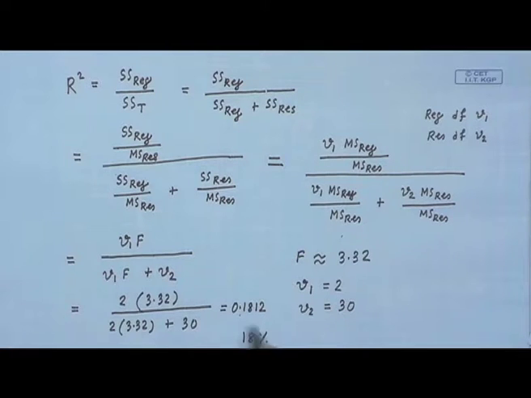So, you can see from this example that R square is a very good parameter to measure how good the fit is. See, the test is significant. So, the model is significant according to the global F test, but only 18% of the total variability has been explained by the model, which is quite low.